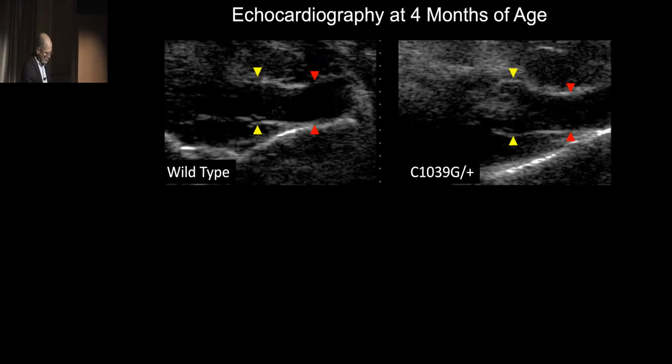So here I'm showing you an echocardiogram on mice. This is a wild-type mouse. The yellow arrowheads are showing you the aortic root. We're in systole. You can see the aortic valve is open. The red arrowheads are showing you the more distal ascending aorta. In our Marfan mouse model, you can see that there is dilatation at the root of the aorta with a normal dimension of the more distal ascending aorta.